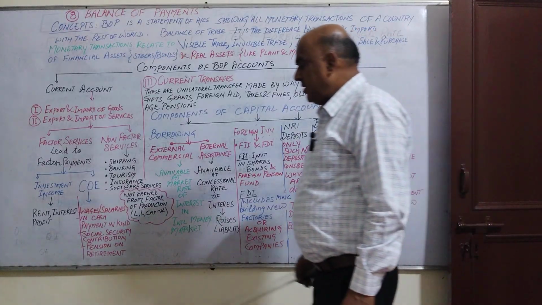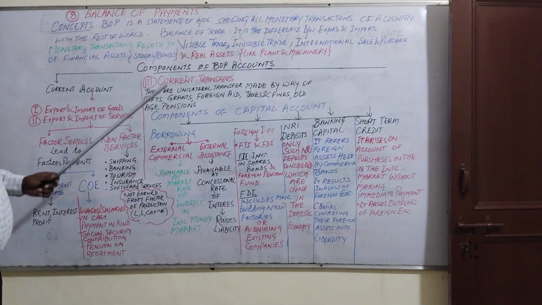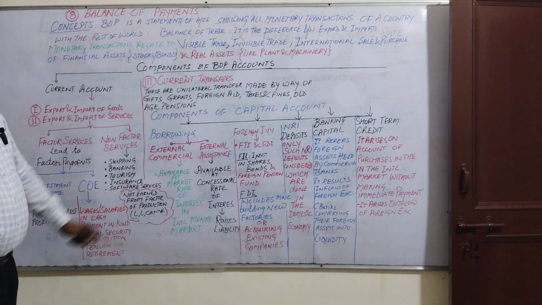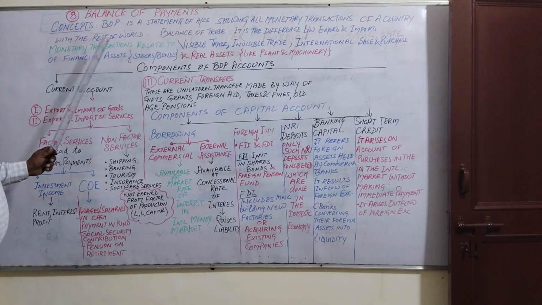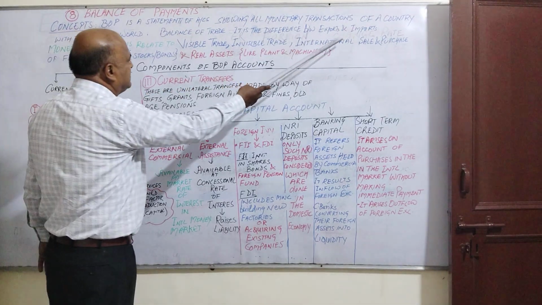Both are different. Here we have a statement, a list of papers, which shows the status of the country with the rest of the world in relation to foreign exchange. In balance of trade, only exports and imports, the difference either way.